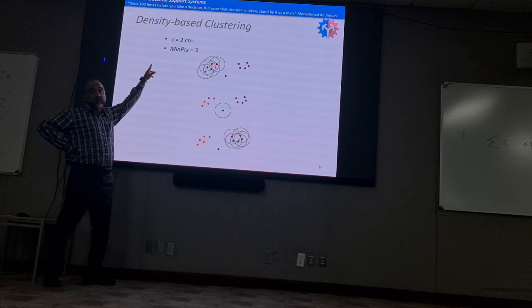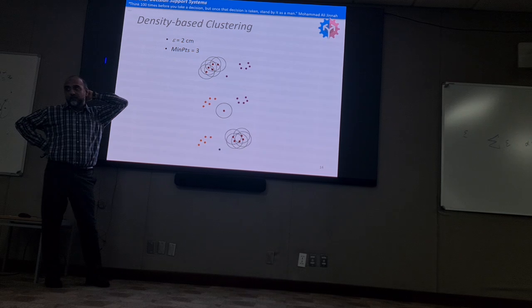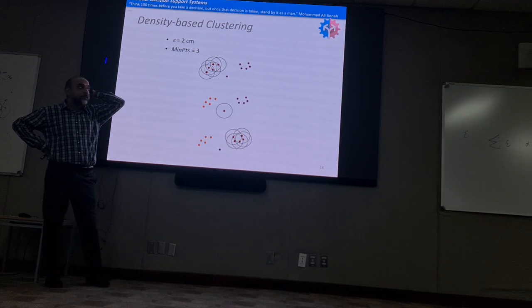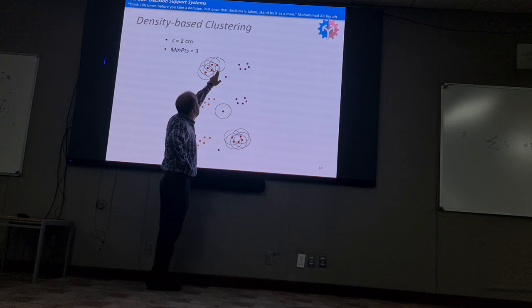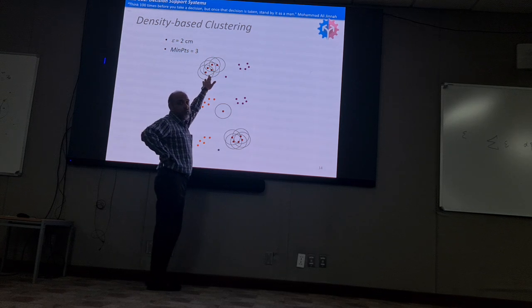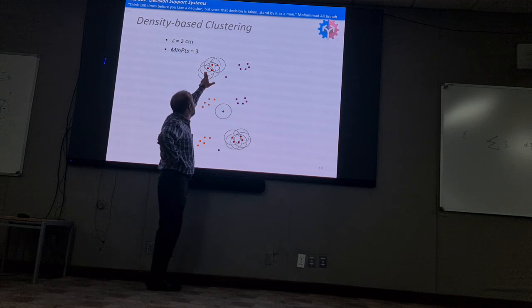Let's first see the criteria. All these circles are 2 centimeters. And what is the minimum points criteria? 3. So let me just put my finger here. I cannot draw, otherwise the screen will go bad. But how many points do you have in this circle? Four. So what do you call this point? Core.